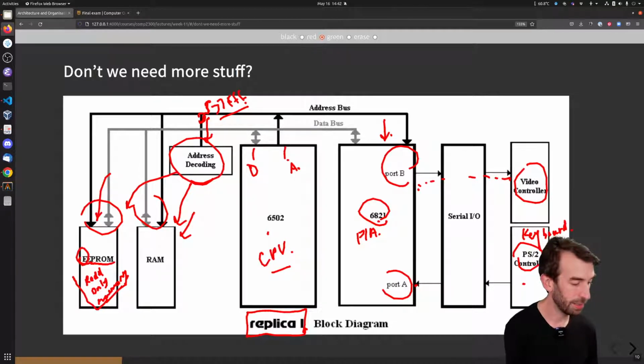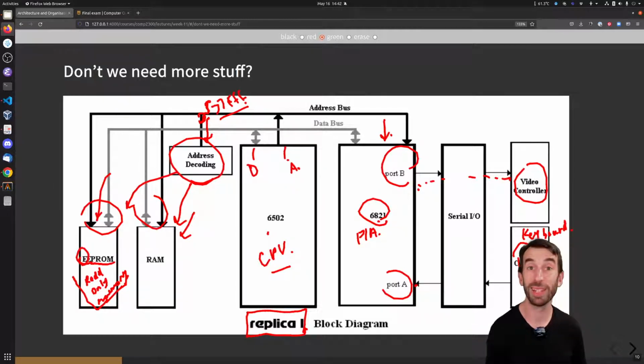Yeah. The Arduino Uno uses EEPROM. Well, so does the microbit. Flash is a kind of EEPROM.